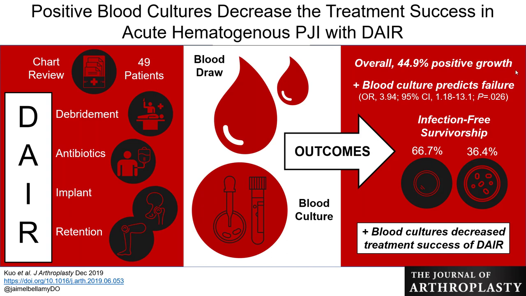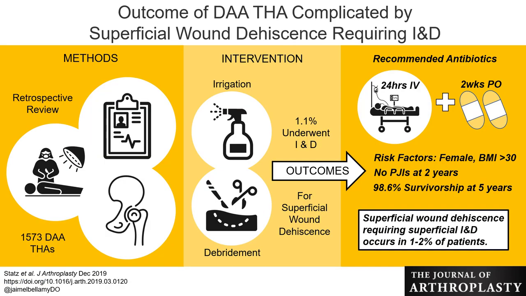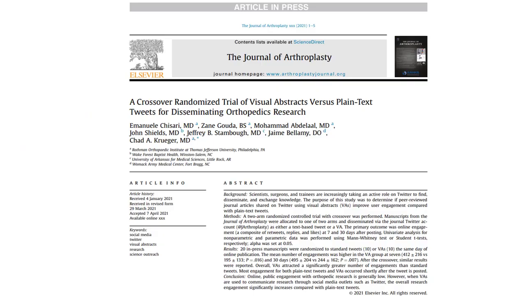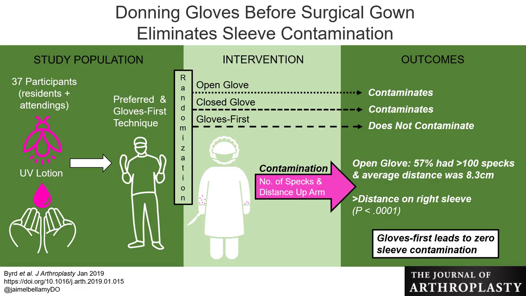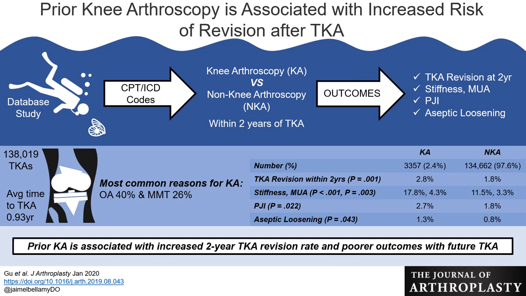The Visual Abstract is a visual representation of a journal article abstract. A recent study in the Journal of Arthroplasty showed that when visual abstracts are used to communicate research through social media, there is increased engagement online. If your goal is to increase dissemination of your research, the visual abstract is a great way to do that. Additionally, because it is visual, it may be even more memorable.